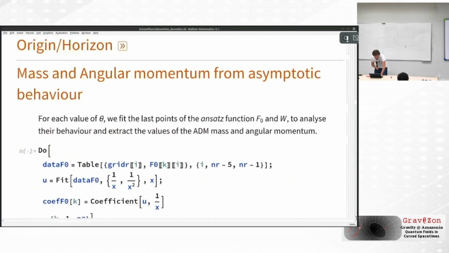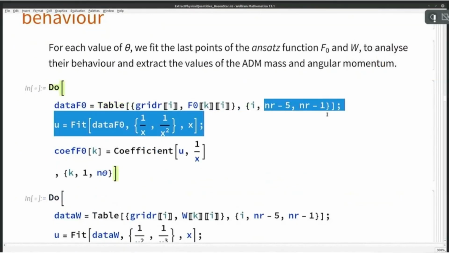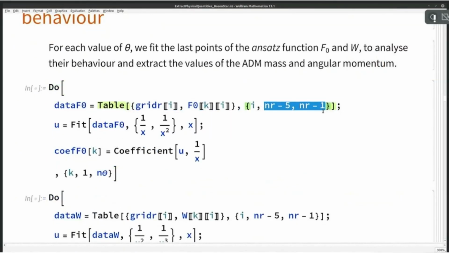So from the asymptotics, this part here is doing exactly that type of linearization. You get the F0 term. You go to the last values, so asymptotically far away from the solution. You then do a linearization. Here, I think Mathematica has to have at least two terms, so 1 over R and 1 over R squared. Here I use X, but that's the same idea. And then you get the coefficient for the 1 over R part.